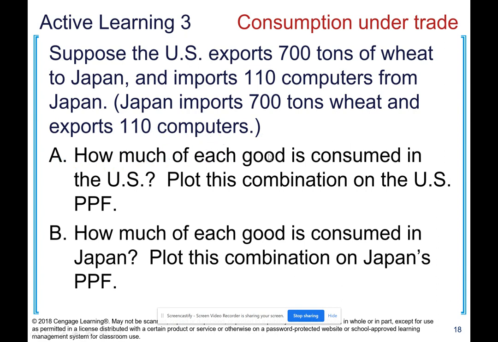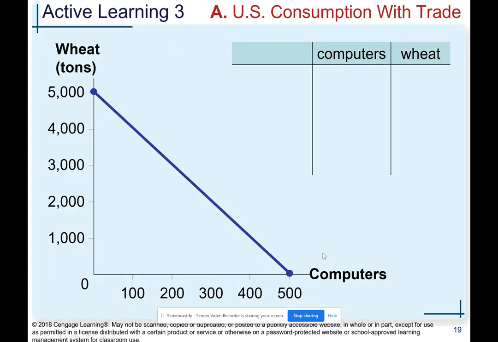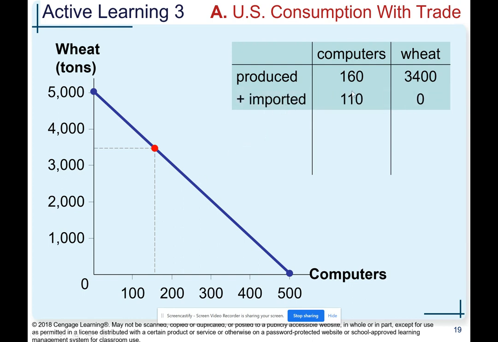Number A, how much of each good is consumed in the US? Plot this combination on the US PPF. Number B, how much of each good is consumed in Japan? Plot this combination on Japan's PPF. Now, let us look at the United States. Beginning with the original production possibilities frontier, the United States produced 3,400 tons of wheat and 160 computers, and imports from Japan 110 computers. That is import. And exports to Japan 700 tons of wheat.